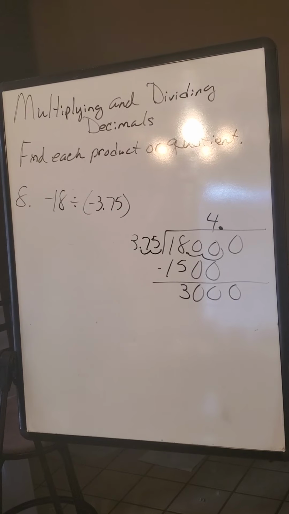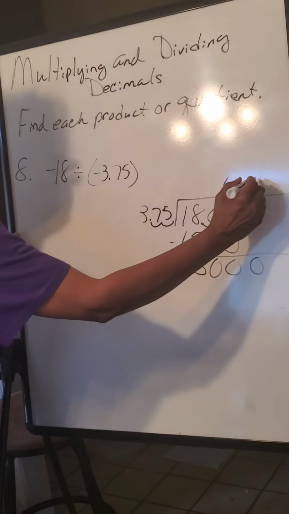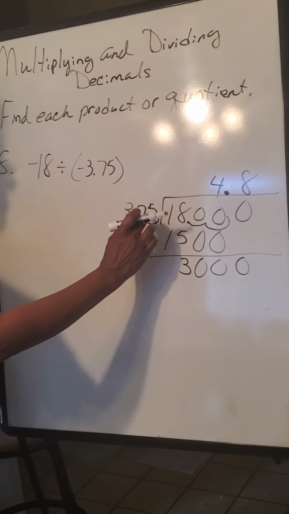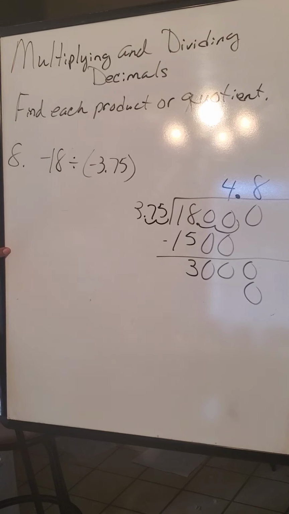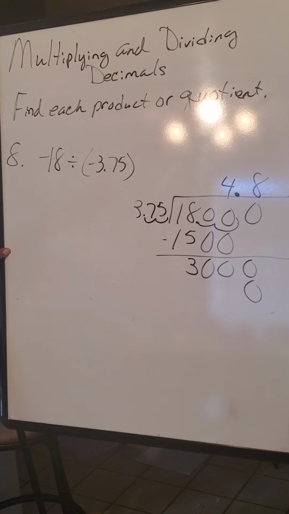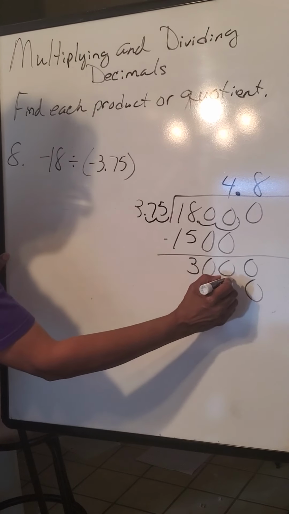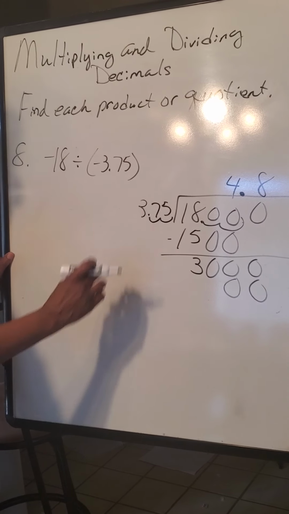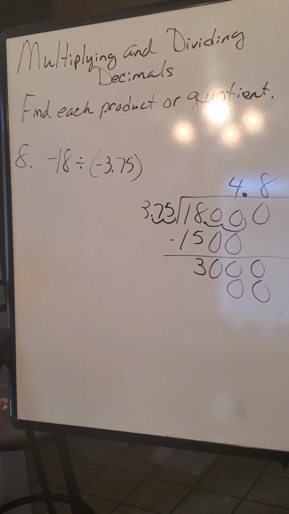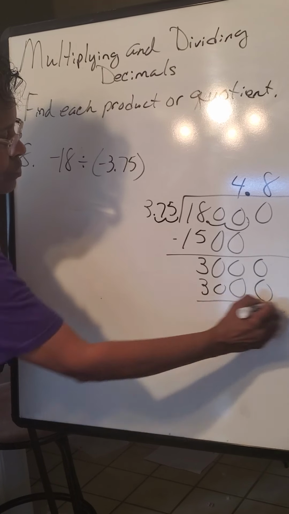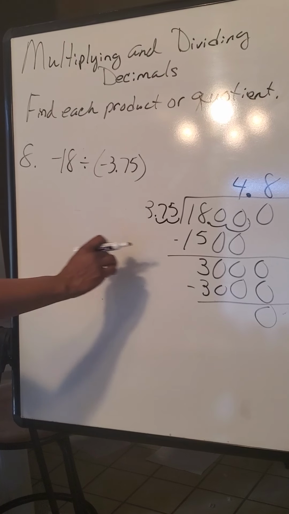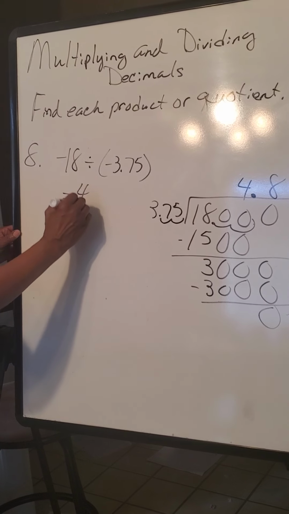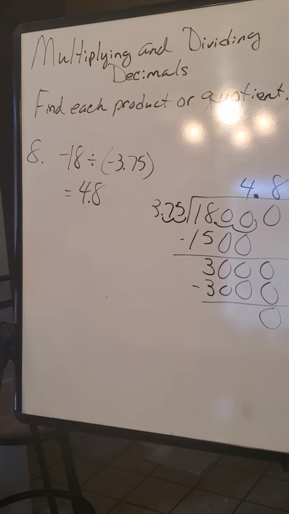And as I add my 0, I'm going to get 8. 8 times 5 gives you 40. 8 times 7 gives you 56, and 56 plus 4 gives you 60. And 8 times 3 is 24, and 24 plus 6 gives you 30. The remainder is 0. So a negative divided by a negative is a positive, so my quotient is 4 8/10.